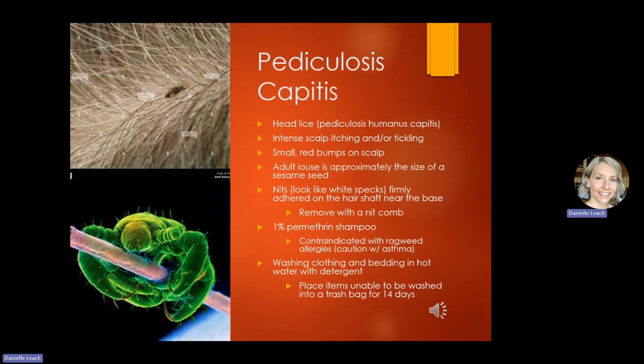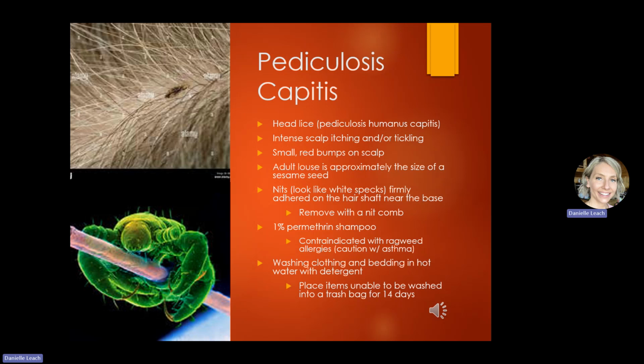So they're very, very small, so you can't necessarily see what it looks like. It just looks like this little white speck. You can't just brush the nits off with like a regular brush. You can't just take a shower and get them to come off. You have to remove them with a nit comb, which is a comb where the teeth are extremely, extremely close together. One of the treatments is 1% permethrin shampoo.